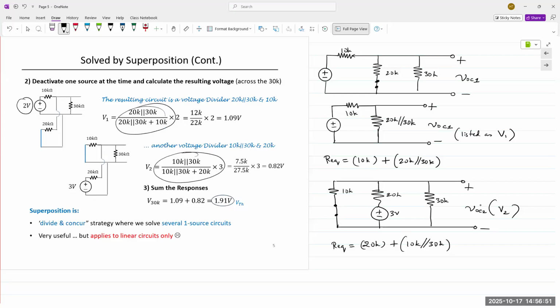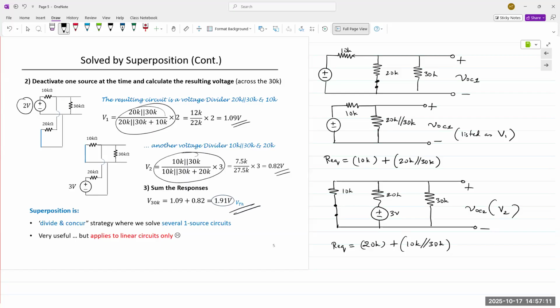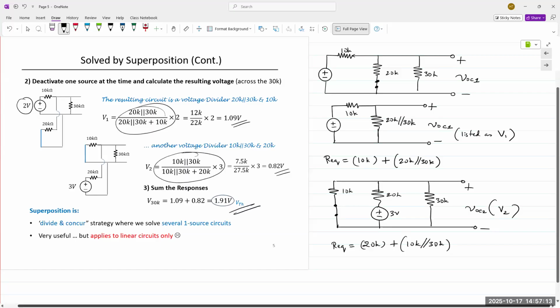You apply voltage division, multiply by 3, and you get your answer as 0.82. Once you have both V1 and V2, or VOC1 and VOC2, you have to add them together to have your actual Thevenin voltage, which is 1.91 volts. And that is superposition. We break up the circuit into multiple pieces, analyze each piece individually, and then sum them all up. That's superposition.